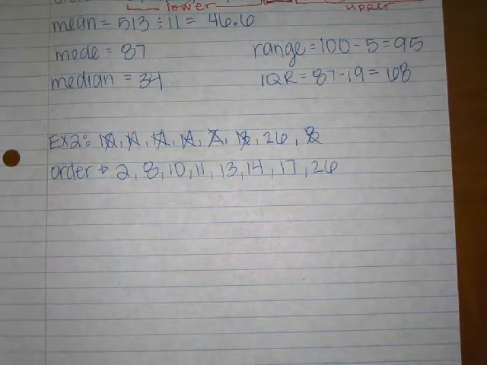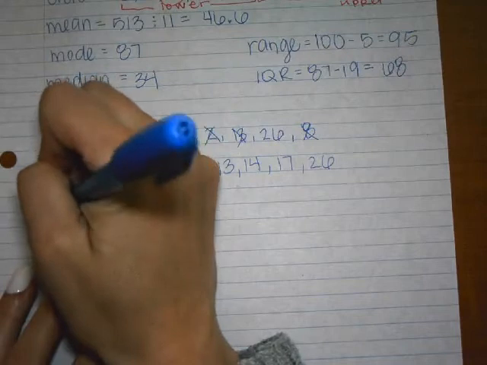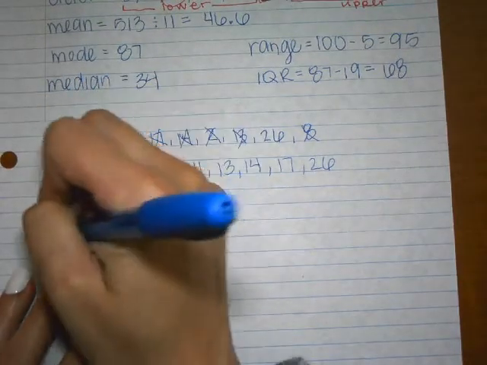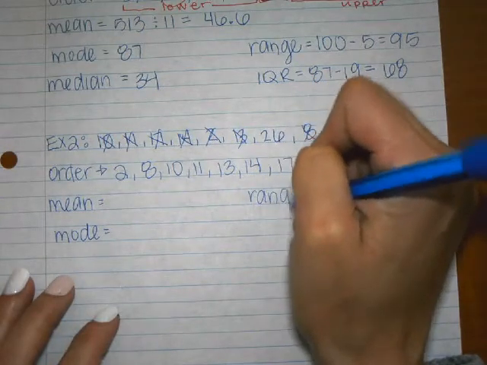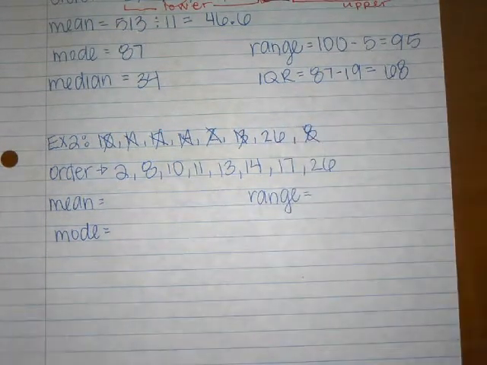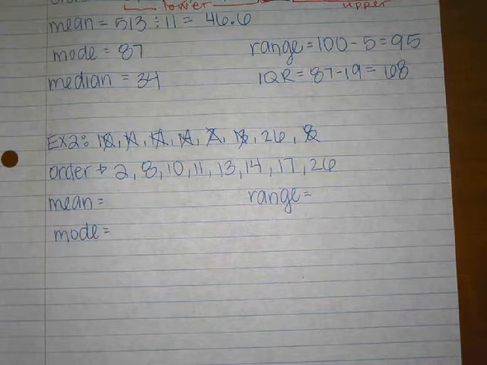Okay, all I want you to do right now is find the mean, the mode, and the range. Find those 3 numbers. You can work with your partner, and then we will go over them together. Go.